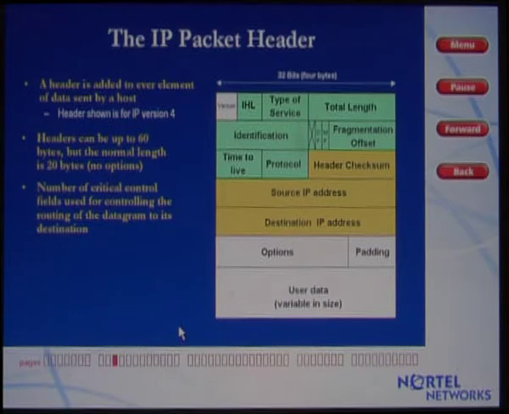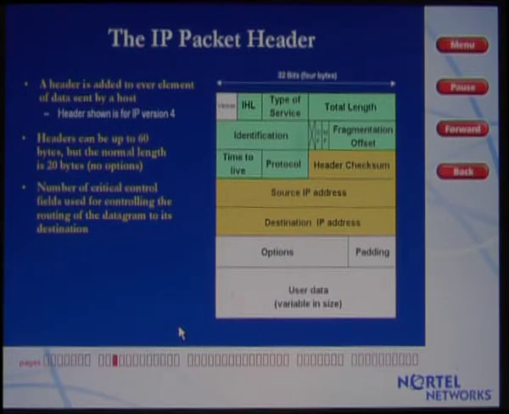A number of critical control fields are included in the header. The Type of Service, TOS field, allows the host to request that a route be used that has particular characteristics, such as low delay, high throughput, or high availability. This field is currently being modified to allow support for the new IETF class of service proposal called Differentiated Service, or DIFSER. The Total Length field provides a byte count of the total IP datagram, including the IP header.